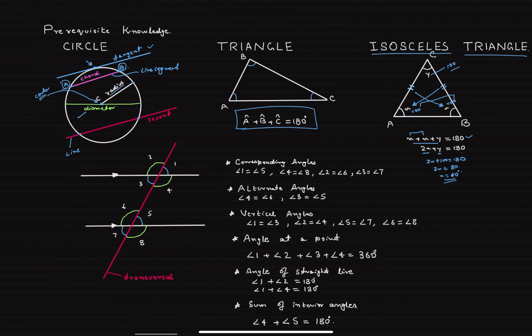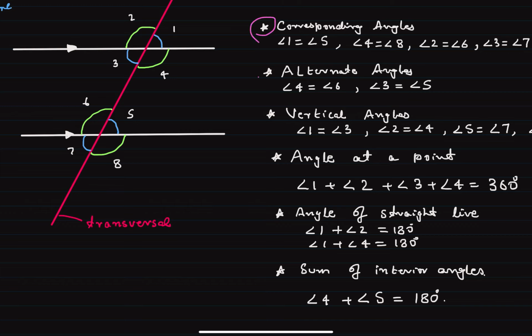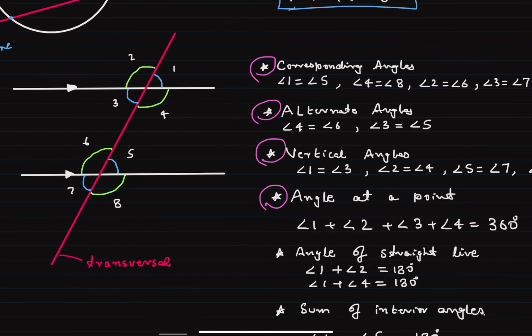One more thing that you should have a very clear idea about is corresponding angles, alternate angles, vertical angles, angle at a point, all that. Let's have a quick review. If there are two lines which are parallel, actually there are 8 angles that are formed, right? In these 8 angles, angle 1, angle 2, angle 7, angle 8 are called exterior angles, and 3, 4, 5, 6 are called interior angles, right?